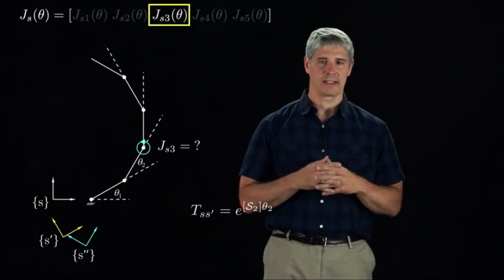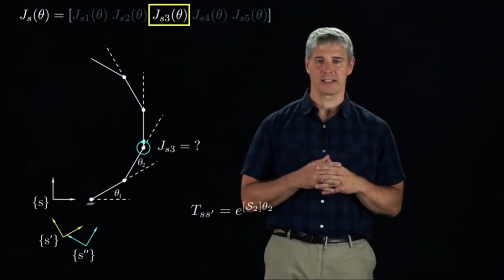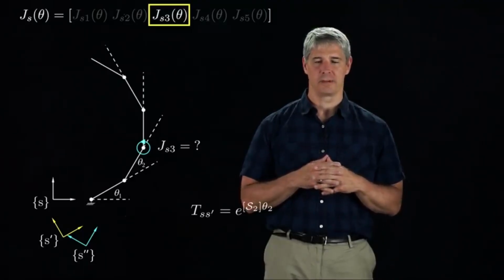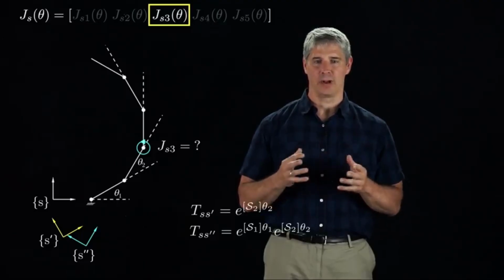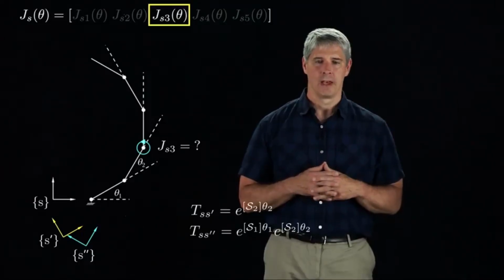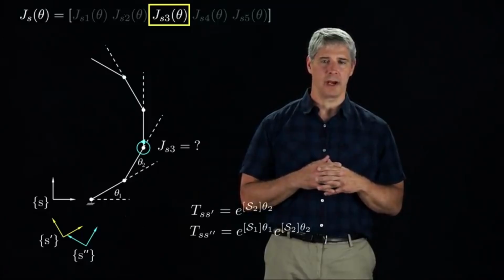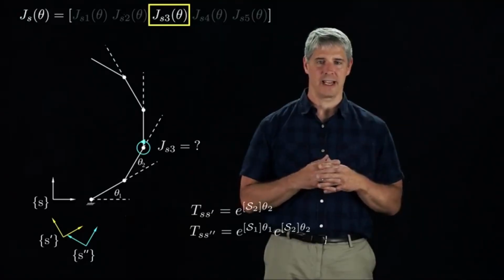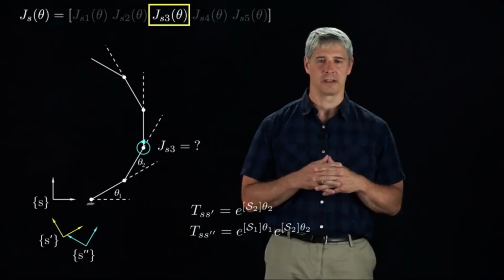Because the joint 1 axis is represented by the spatial screw axis S1, performing the transformation in the space frame corresponds to multiplying TSS prime by e to the bracket S1 theta 1 on the left, yielding this expression for the S double prime frame in the S frame. The reason we constructed this S double prime frame is that the screw axis of the third joint is the same in the S double prime frame as the screw axis S3 of the third joint in the S frame when the arm is at its 0 configuration.